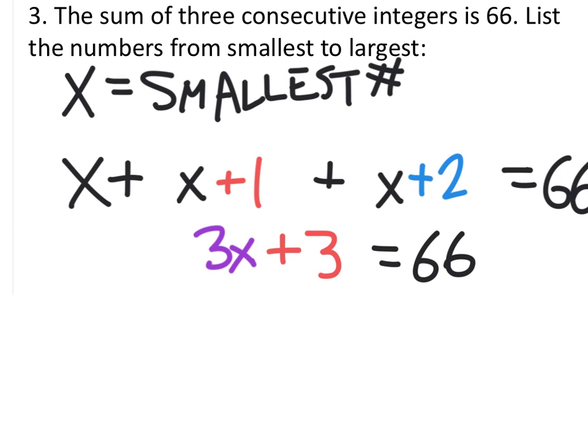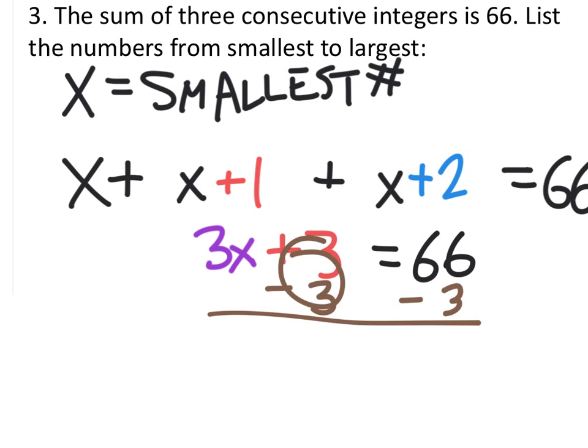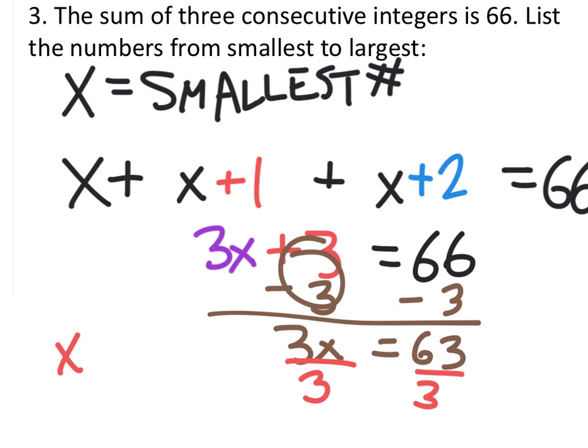So this looks like a pretty normal equation. You guys should be able to solve this, and most of you demonstrated that you can. Just going to subtract 3 from both sides, giving us a 0 there. That's 63 equals 3x. Finally, you'll divide by 3 on both sides, and you would find that your x is 21.